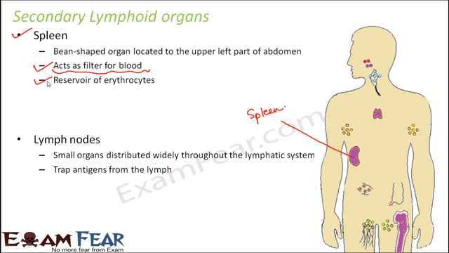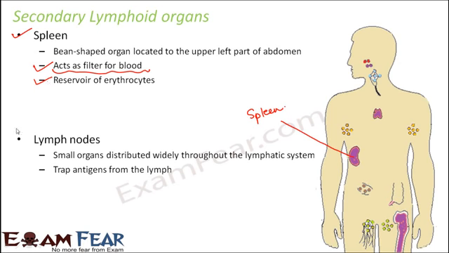What are erythrocytes? They are nothing but the red blood cells. So it helps in storage of red blood cells, and it also acts as filter for blood. So whenever blood comes to the spleen, it actually filters out all the unnecessary material from the blood. So it acts as a filter.